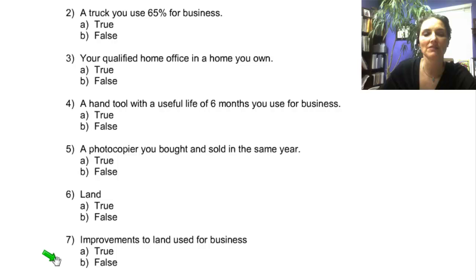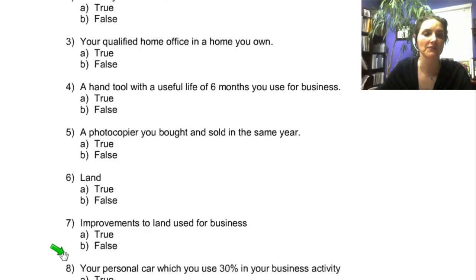Number 7, improvements to land used for business, are they depreciable? Well, the answer is yes. Land improvements are depreciable, but we have to be careful about land improvements. In certain situations, land improvements are depreciable. In other situations, they are not depreciable. In situations where land improvements are depreciable, they have a 15-year life.